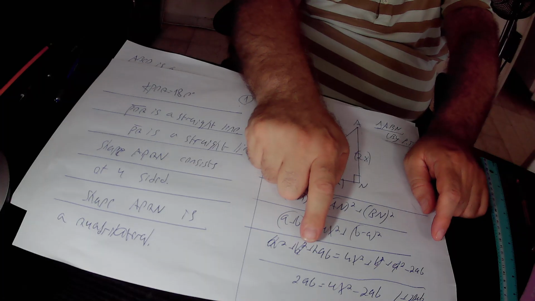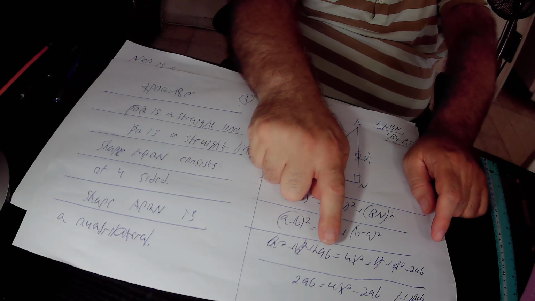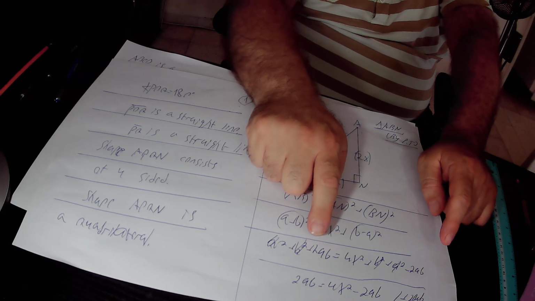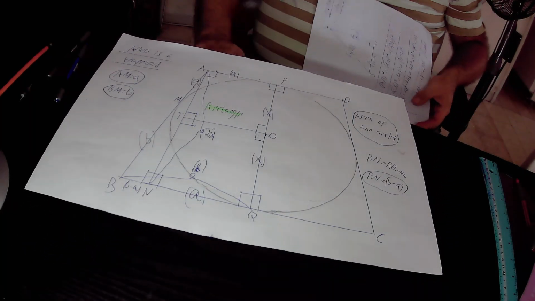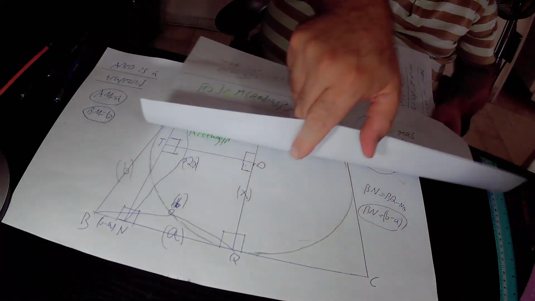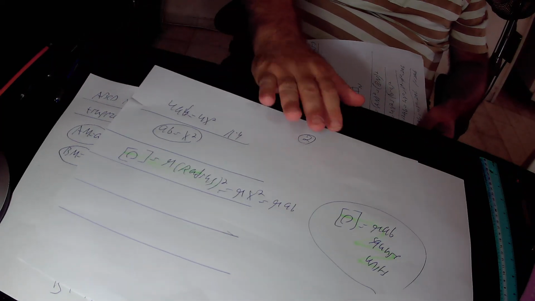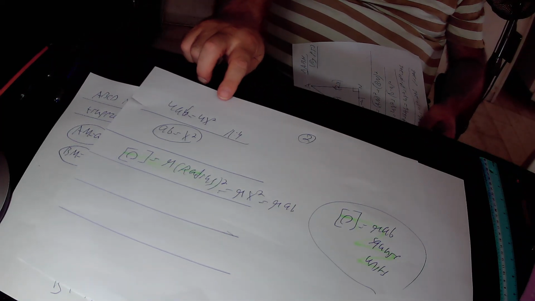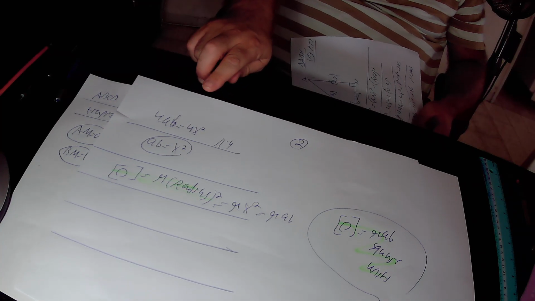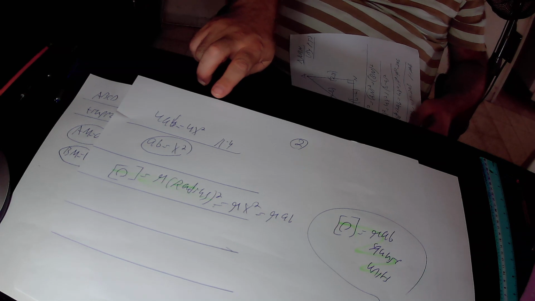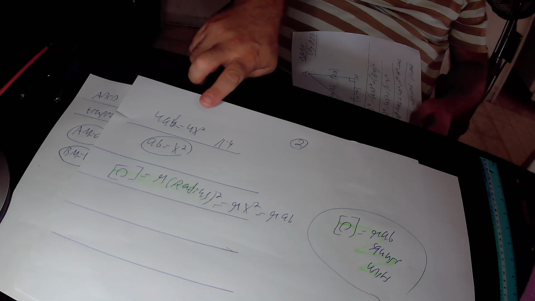So in total we found that 2AB equals 4x squared minus 2AB. We added 2AB to this equation and found that 2AB plus 2AB is 4AB, so 4AB equals 4x squared. Here we divided this equation by 4 and found that 4AB over 4 is AB and 4x squared over 4 is x squared. So in total we found that x squared equals AB.